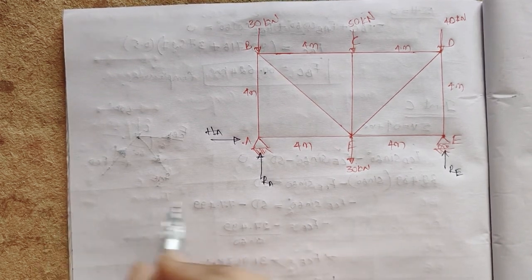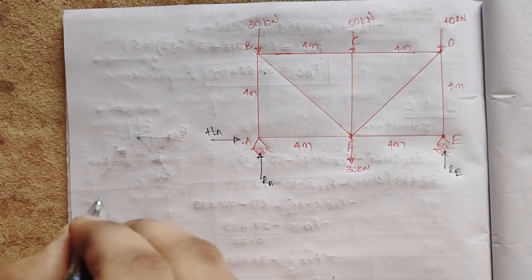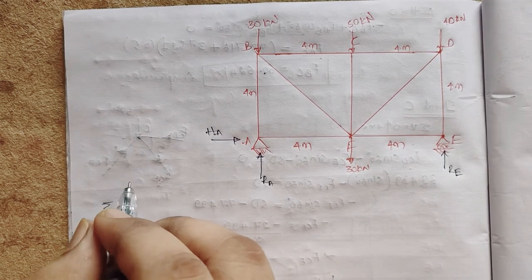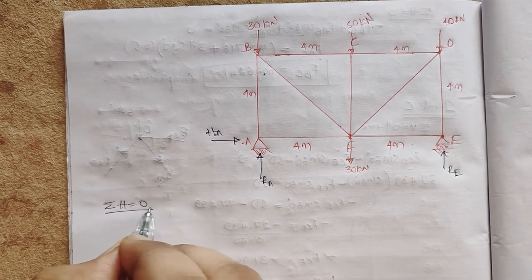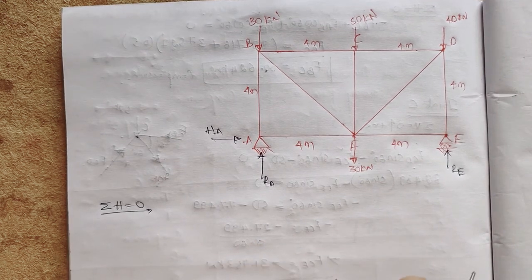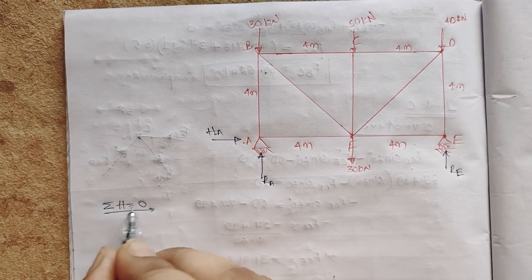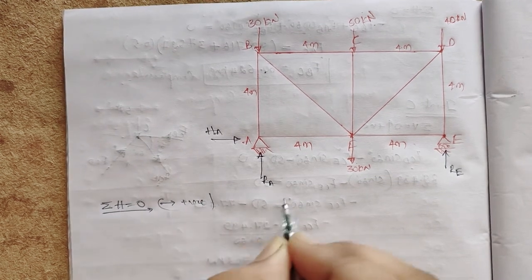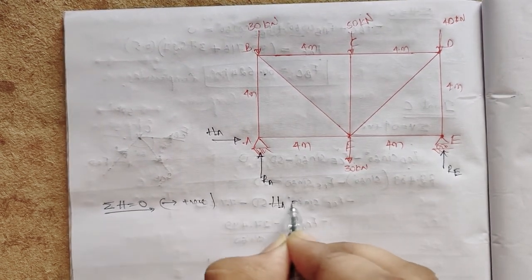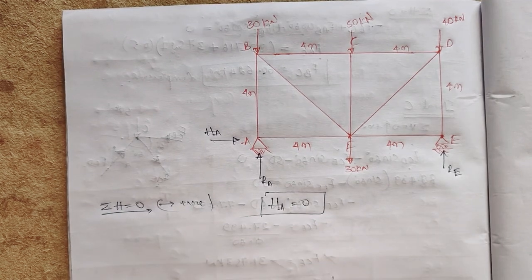Okay, so now the first step is summation of horizontal forces equal to 0. I'm not getting any joint with only two unknowns, so I'll go to the summation of horizontal forces equal to 0, taking left to right as positive, so that I'll get HA is equal to 0.